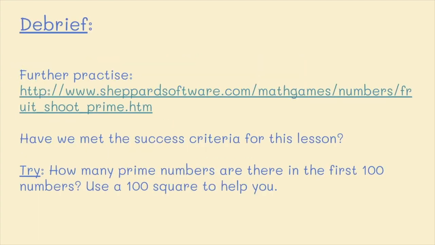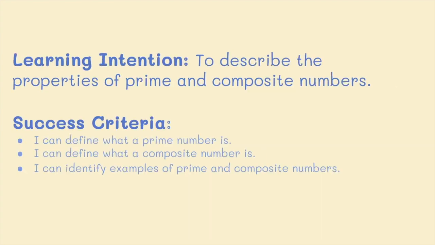If you're looking for an extension, think, how many prime numbers are there in the first 100 numbers? If you look at a 100 square, see if you can figure out which ones are the prime numbers.